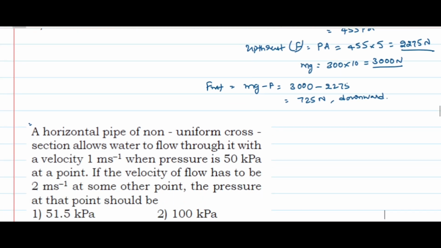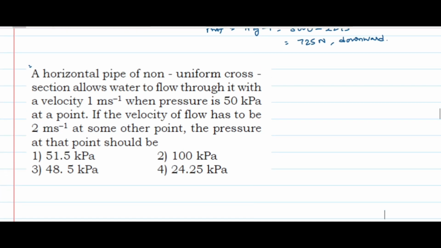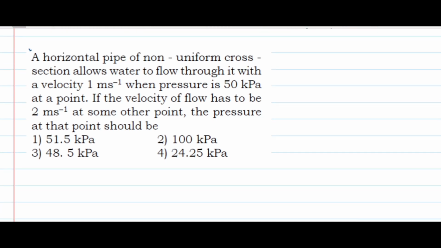Look at the next question. A horizontal pipe of uniform area of cross section allows water to flow through it with velocity 1 meter per second when the pressure is 50 kilopascal at a point. If the velocity of the flow has to be 2 meter per second at some other point, they are asking for the pressure at that point.